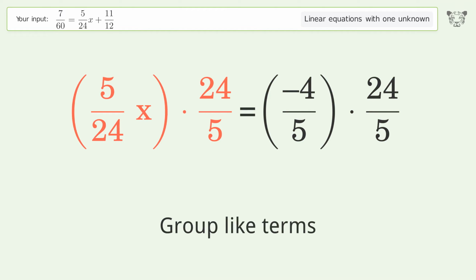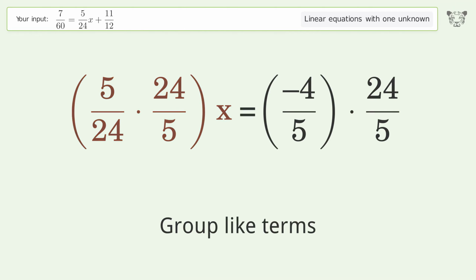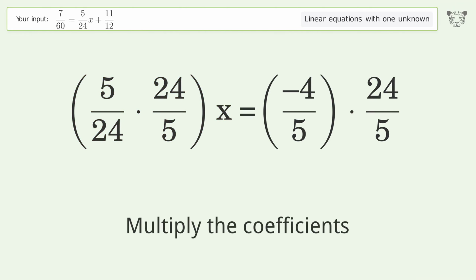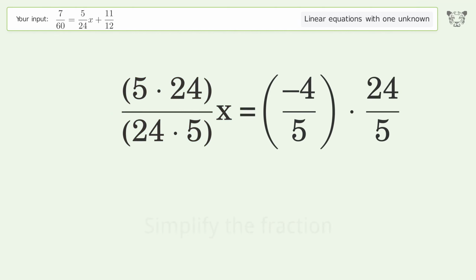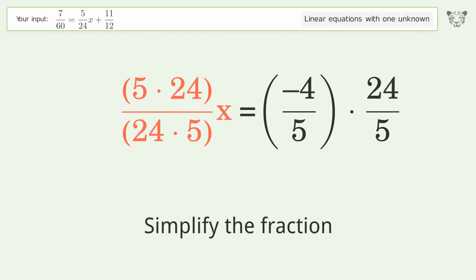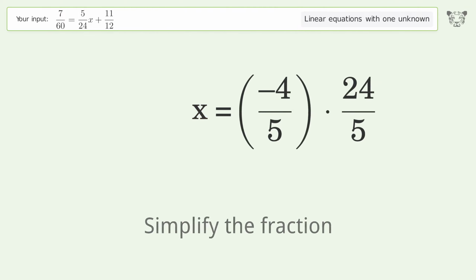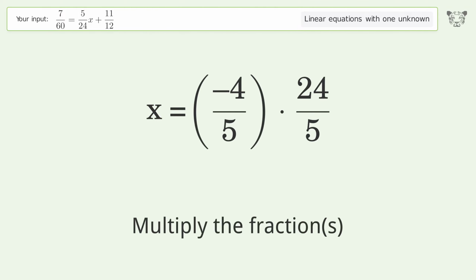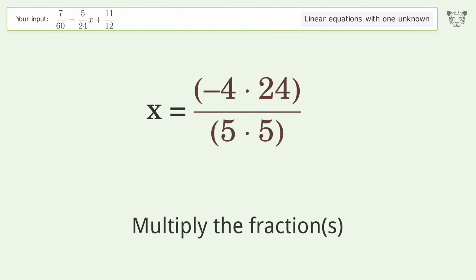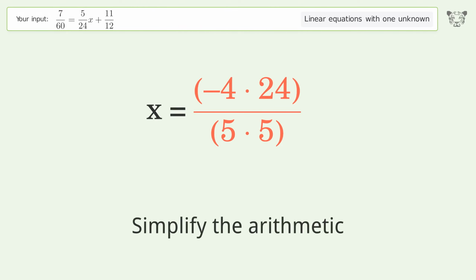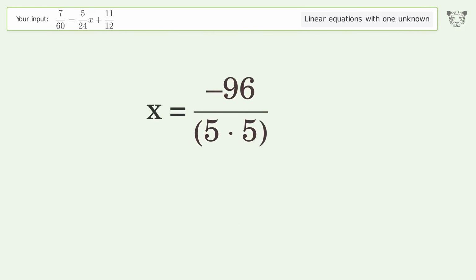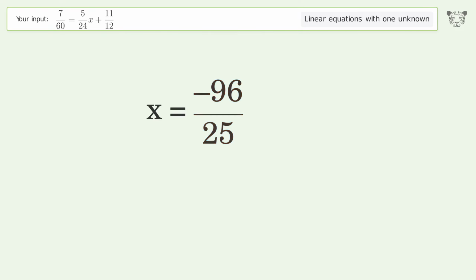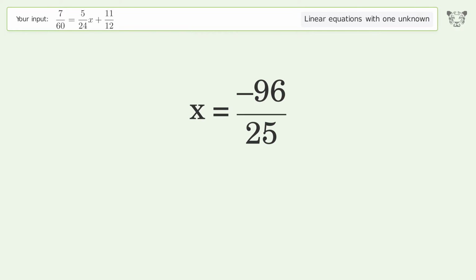Group like terms. Multiply the coefficients. Simplify the fraction. Multiply the fractions. Simplify the arithmetic. And so the final result is x equals negative 96 over 25.